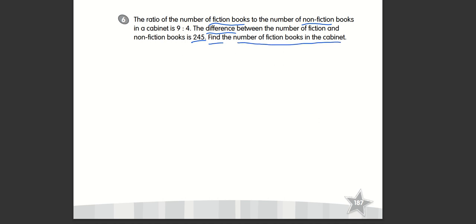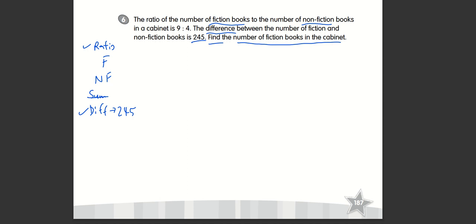So with that I've already made some underlines. I have fiction books, I have non-fiction books, I have the ratio that's given. And I don't need the sum. The sum is not of interest for this question, but the difference is given. The difference between the two of them is 245.